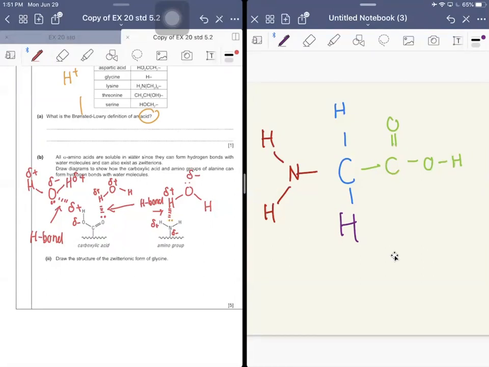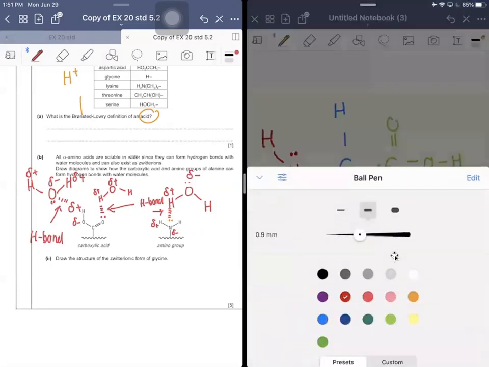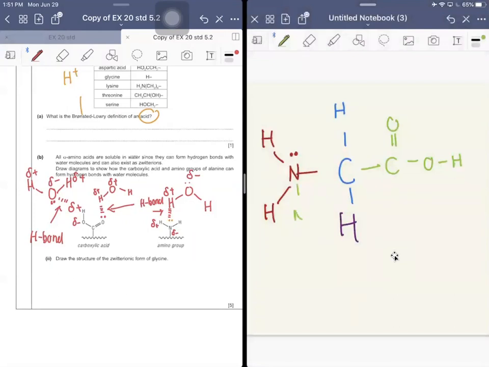Zwitterionic means you have two charges in this molecule. As a matter of fact, proton transfer will happen here. So what happens? The hydrogen from the carboxylic acid, the green hydrogen, will be transferred to the nitrogen of the amine group. When we lose this hydrogen, the COOH becomes COO minus, and the NH2 becomes NH3 plus. Okay, so this is how a zwitterion looks.